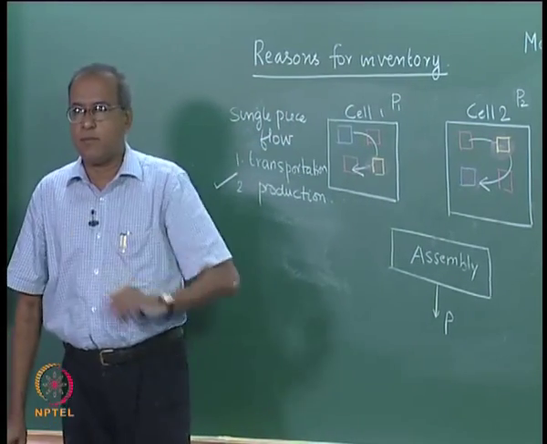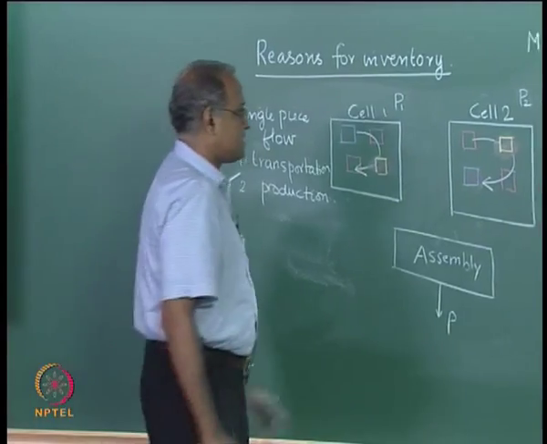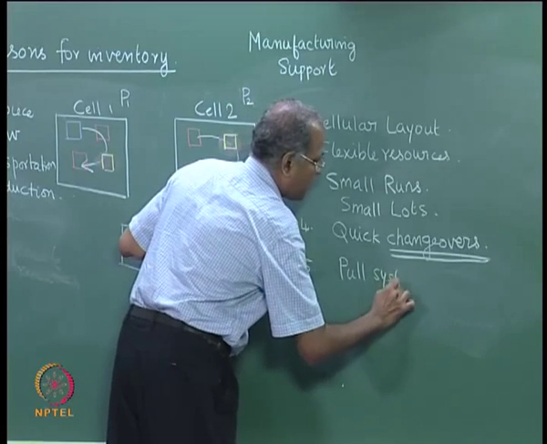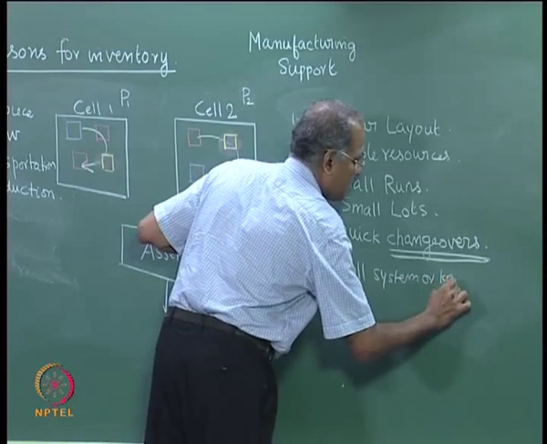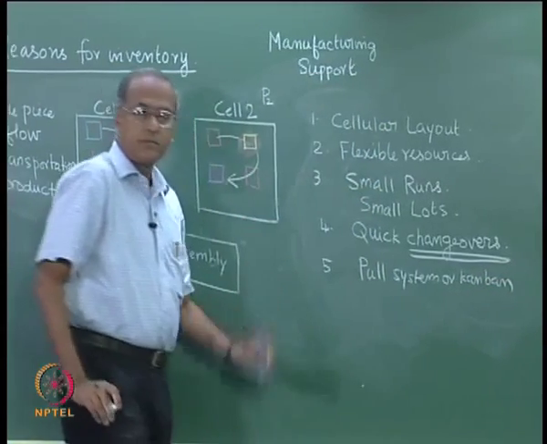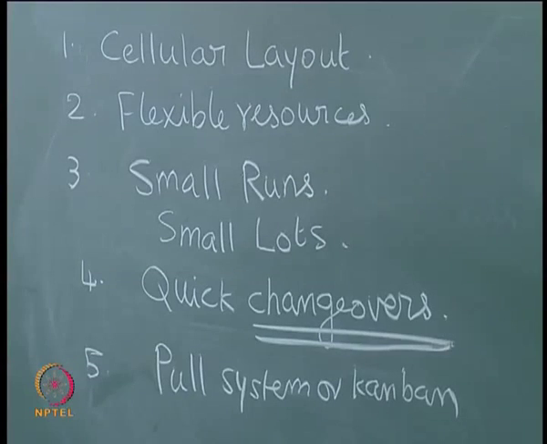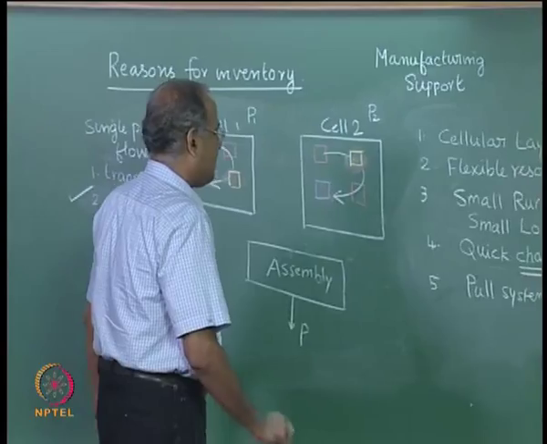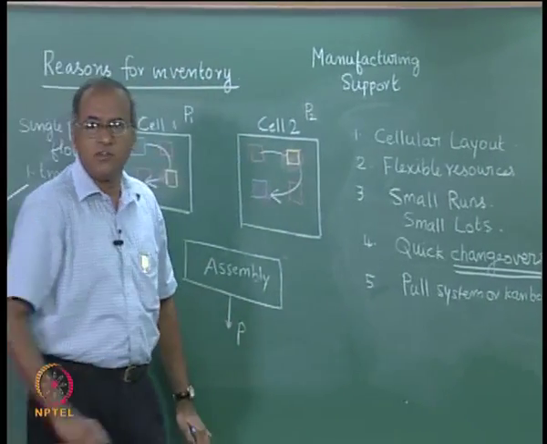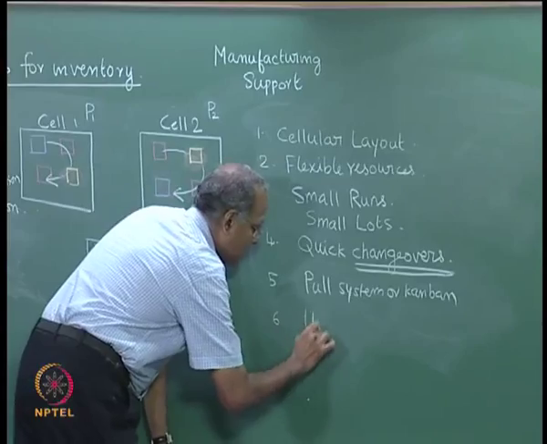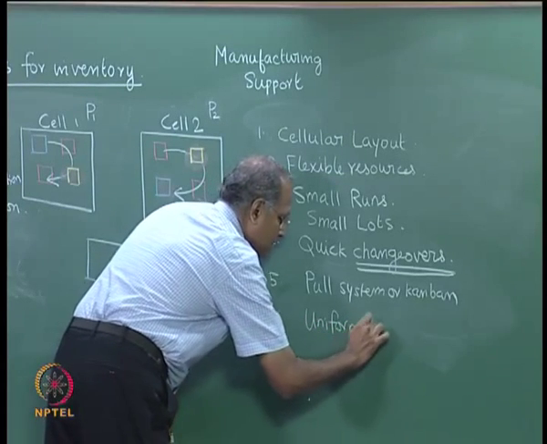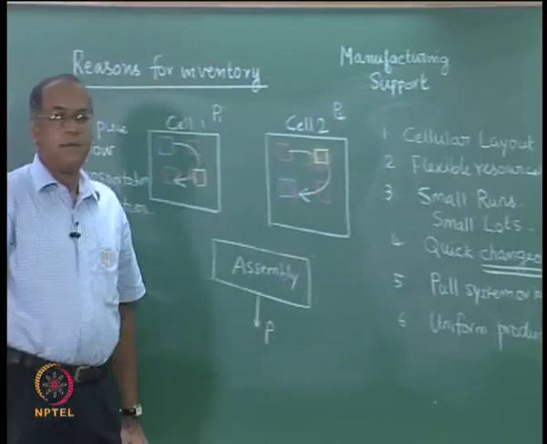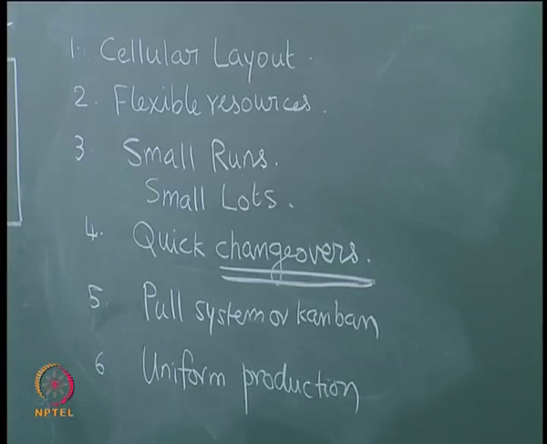So, we need to look at pull or Kanban control system as the fifth one here, pull system or Kanban controlled system, which we will do a little later. We move now to the last 2 or 3 things there. We now look at what is called uniform production. I have already given an example for uniform production.